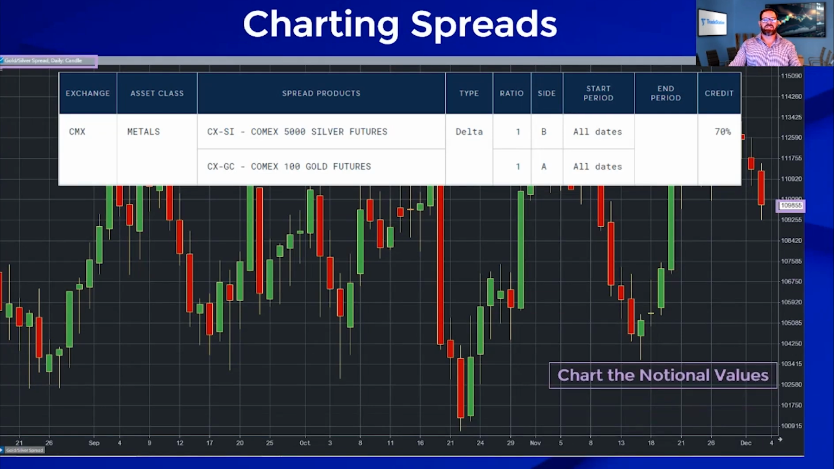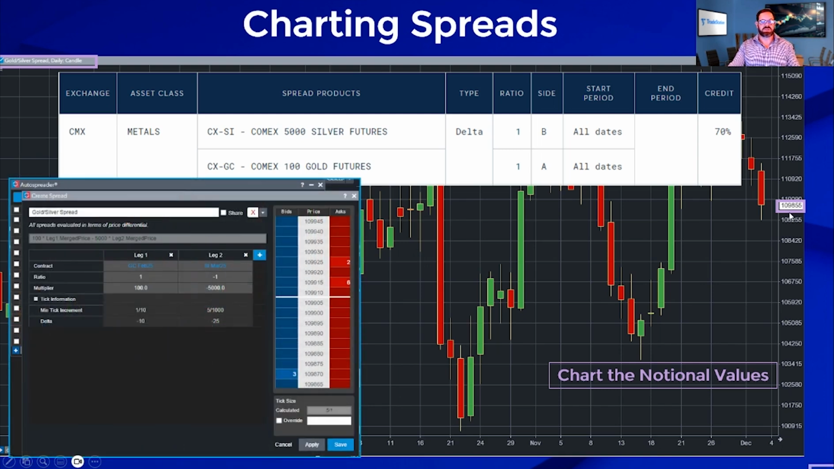Now, intermarket, I mentioned we're actually charting notional values. So in this case, I'm doing gold versus silver. Silver is $5,000 a point, gold is $100 a point. And we do one versus the other, we get credit for 70% of the margin in this case, whatever that may be, and we chart the notional values. In this case, I have gold versus silver, so gold is shown first, and the price of gold minus the price of silver is what we're seeing here, based on notional values, of course.